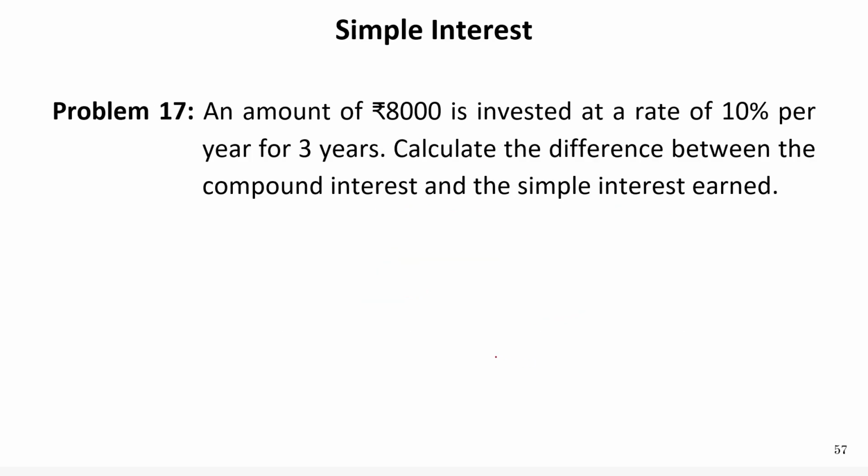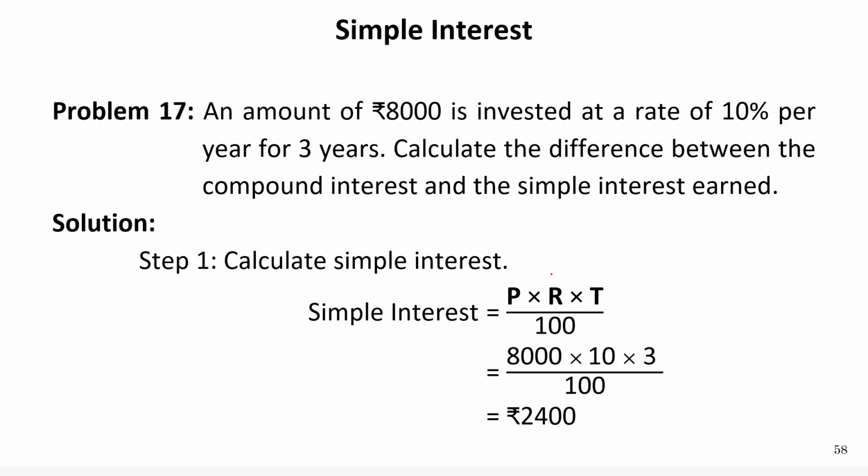Okay. So let's see problem number 17. An amount of 8,000 is invested at a rate of 10% per year for 3 years. Calculate the difference between the compound interest and the simple interest. Okay. So calculating the simple interest is PRT by 100, where R is given in percentage form. P is the principal amount, R is the rate of interest, T is the time period. 8000 into 10 into 3 by 100, so 2400.